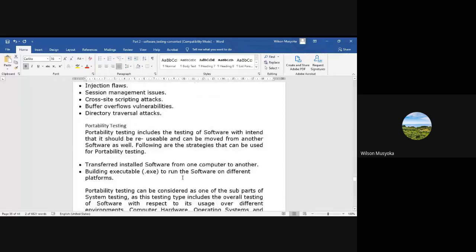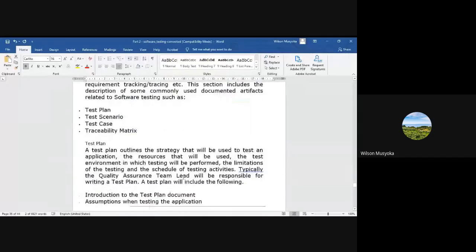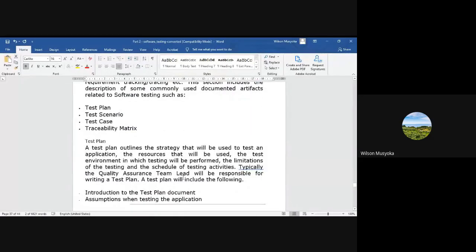Once you are through with all of those tests, the next thing we go to is test documentation. And when you are documenting, you are documenting things such as the test plan, the test scenario, the test case, and traceability matrix. The test plan is what is the objective of this test? Then how do we go about the test? And how do we compare the results? Then test scenario is creating the environment where you can test the plan. Then the test case is actually executing the tests.